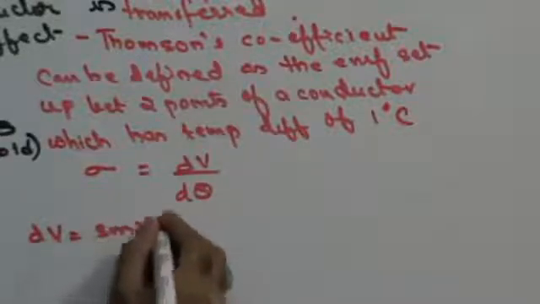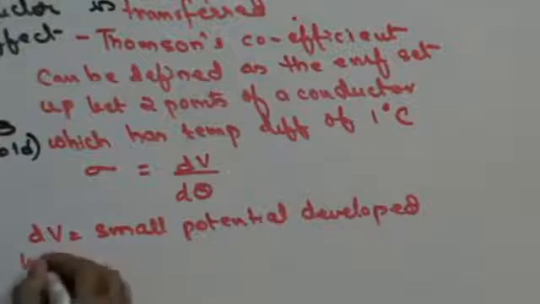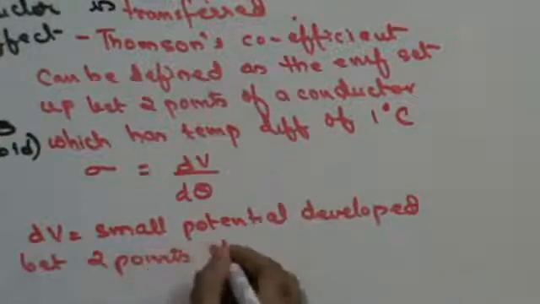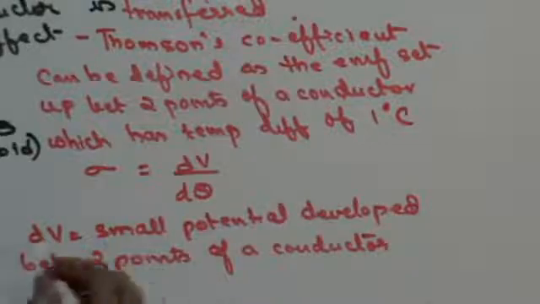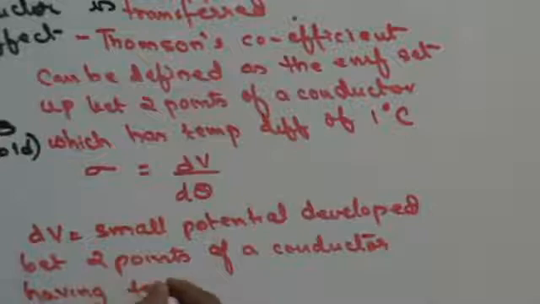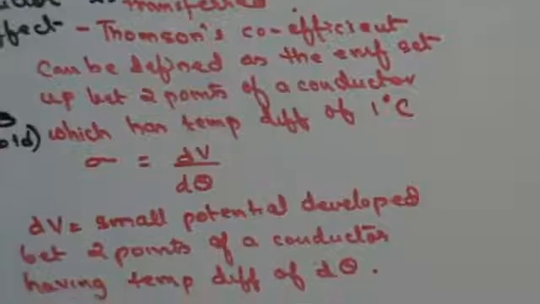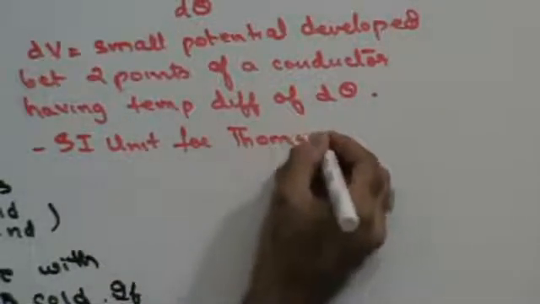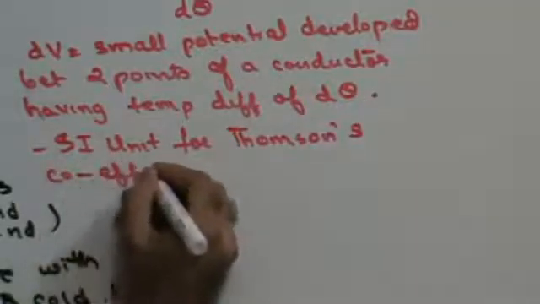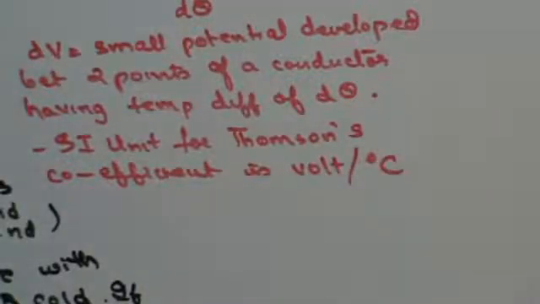dV is the small potential developed between 2 points of a conductor having a temperature difference of d theta. Fine, do we get this clear? Now the SI unit for Thomson's coefficient is volt per degree Celsius. Fine, do we get this?